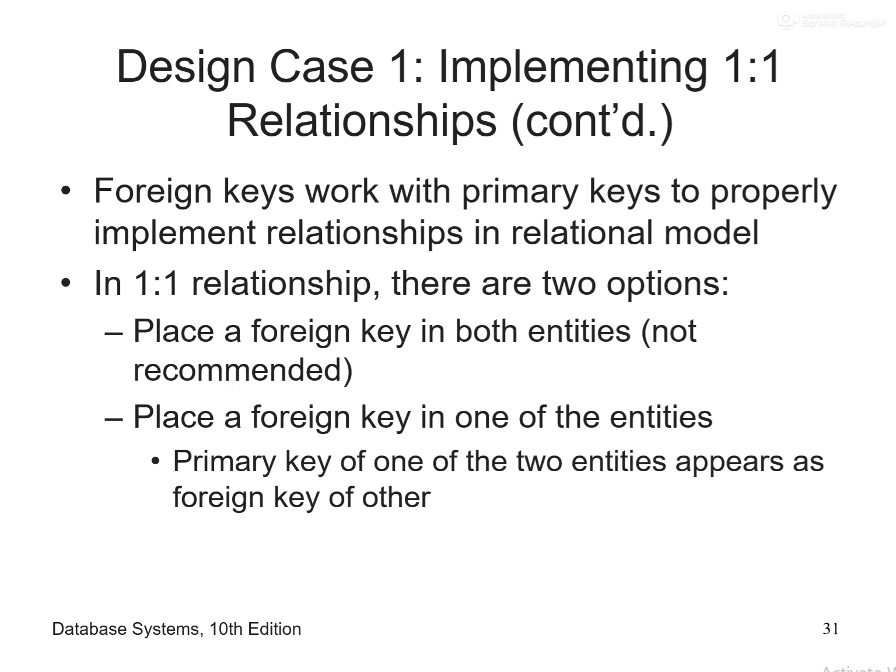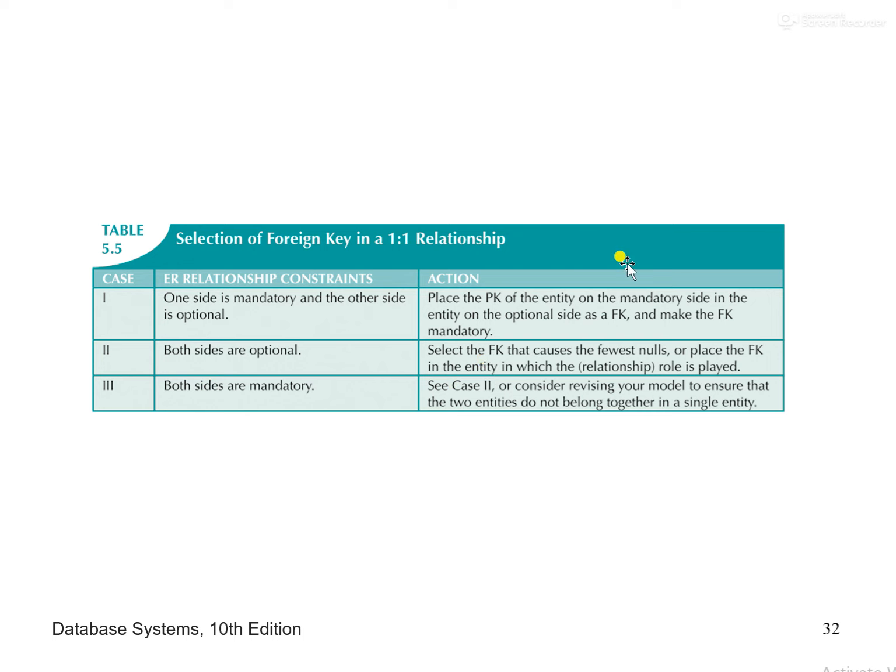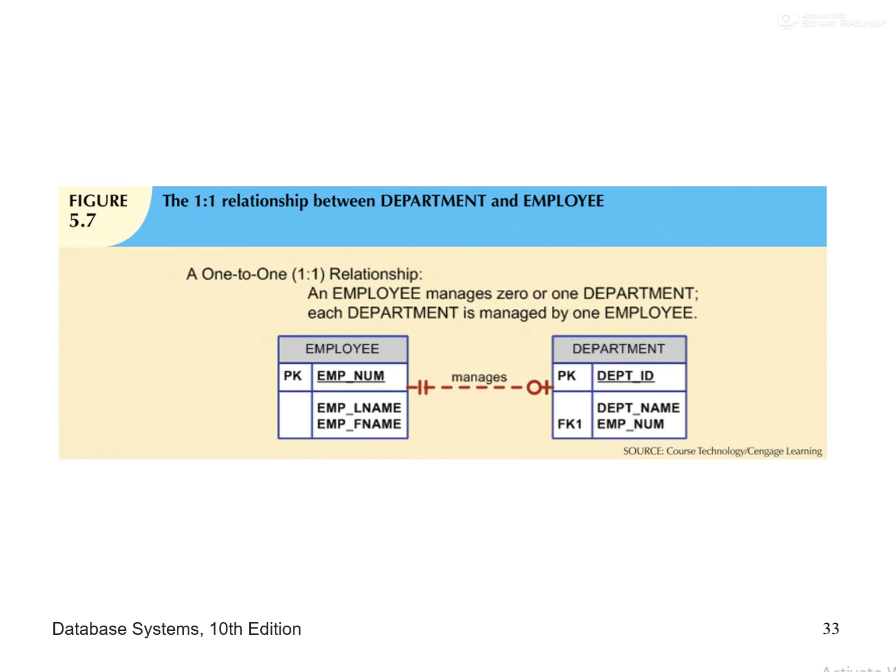Now, the answer to this question is based on these rules. If one side is mandatory and the other side is optional, like in this example, we can see that employee is mandatory to department, but department is optional to employee. How can we say employee is mandatory to department? Because it shows 1 1, and here it shows a single line and 0. It means department is optional to employee, but employee is mandatory to department.